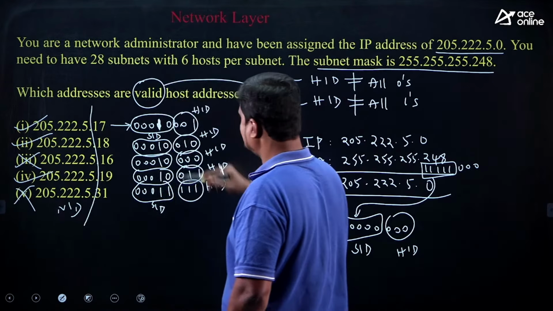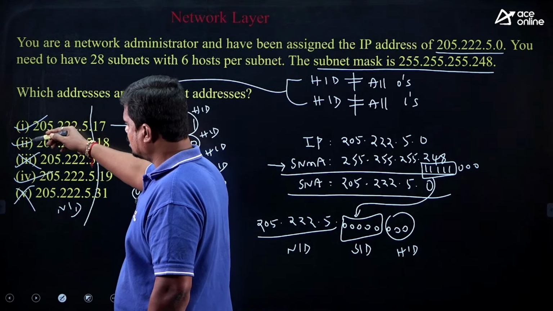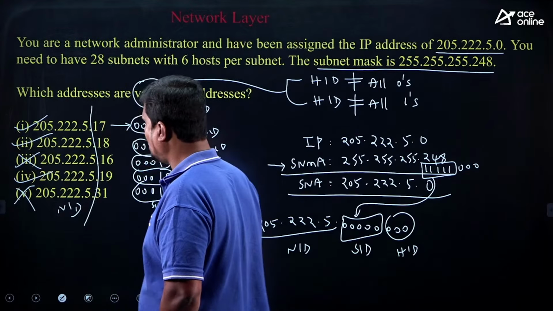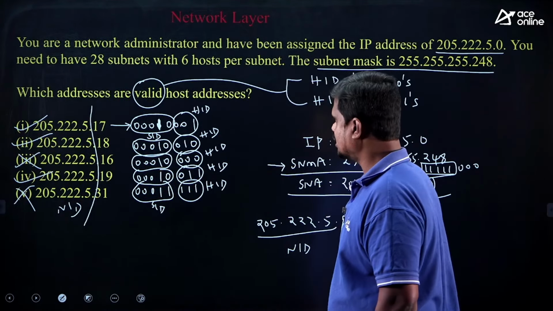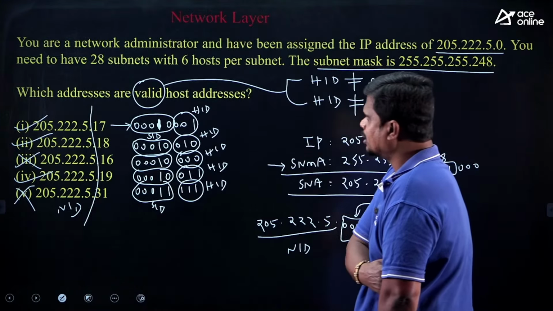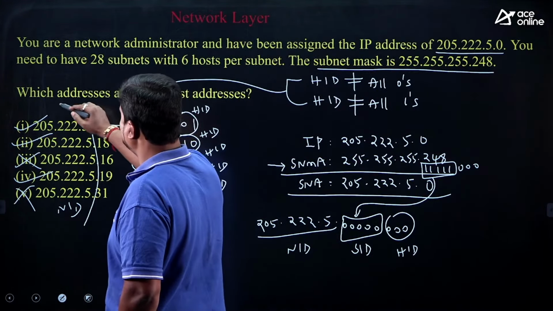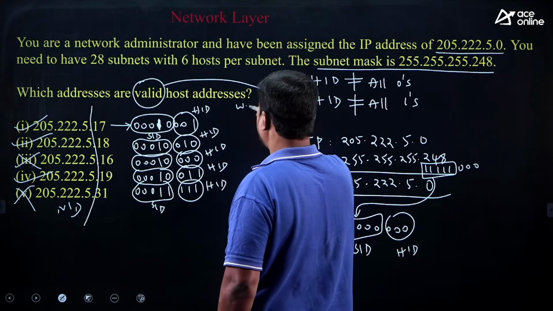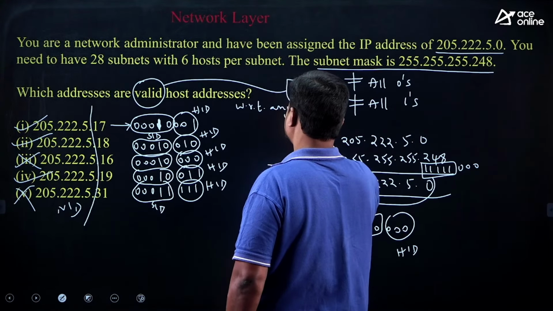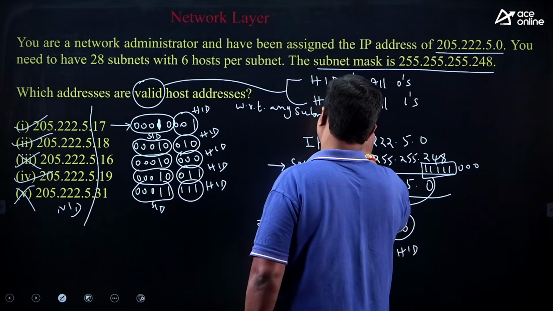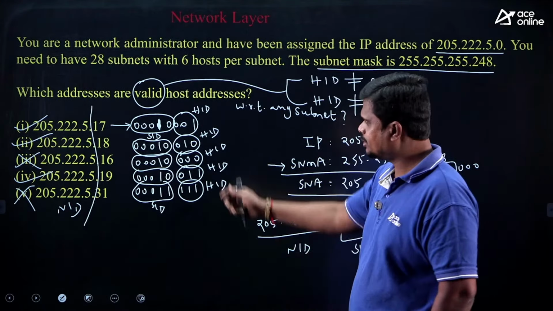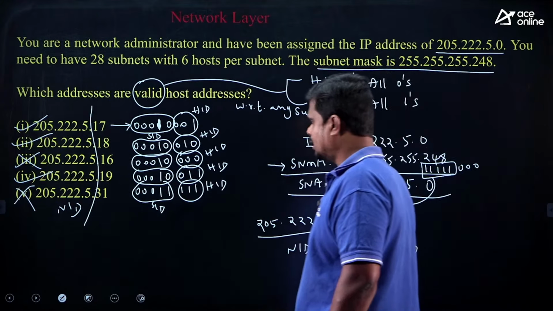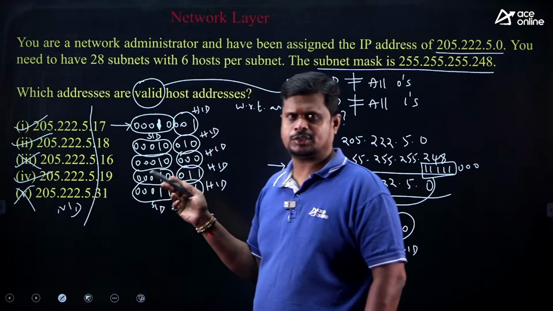So as the question is asking about valid host addresses, 1, 2 and 4 are valid host addresses. Are you clear with this? This is the way you can solve this particular question. Mind that I am doing a slight modification: which addresses are valid host addresses with respect to any subnet. That is my exact question. Then what is the answer? 1, 2, 4 is the answer. I hope you are clear with the explanation of this question.